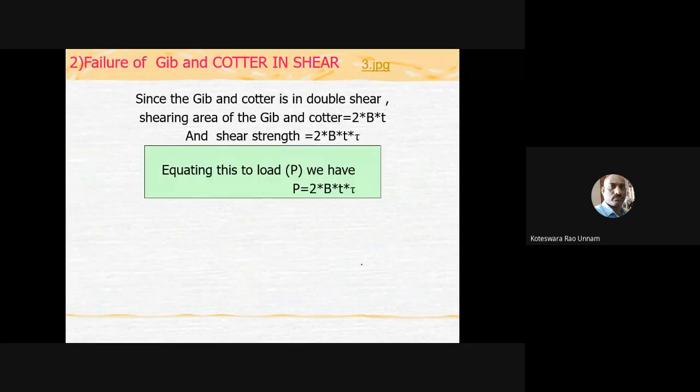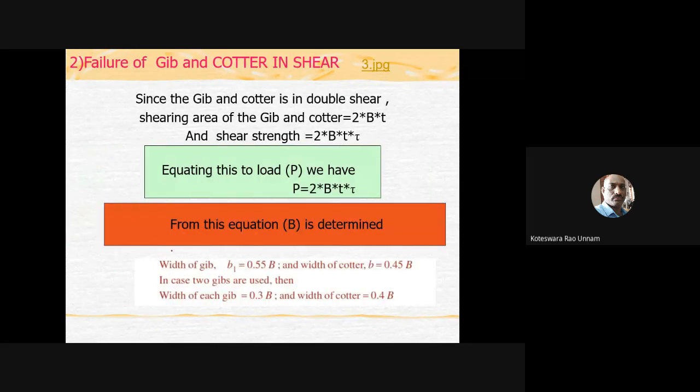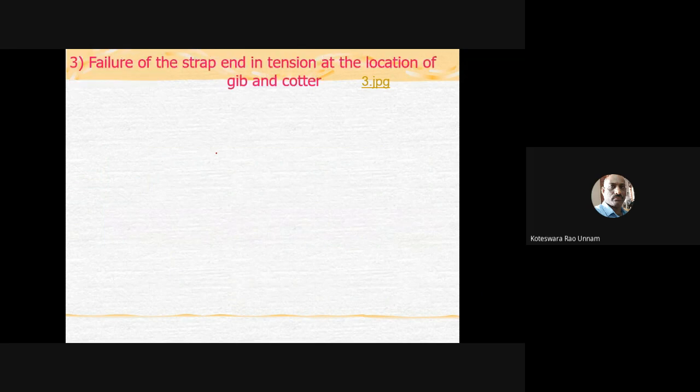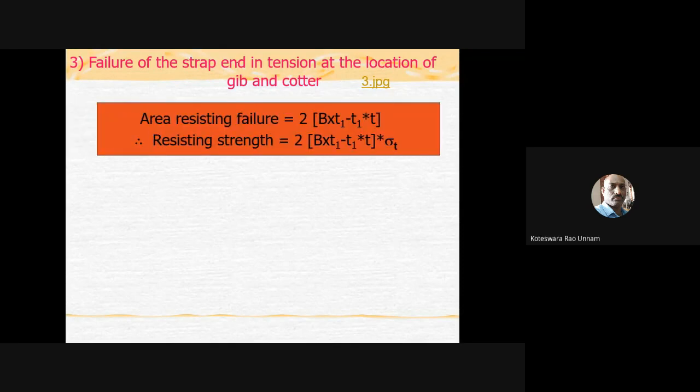Okay, right. So these are the empirical relations to find out individually what is the width of the jib and what is the width of the cotter, when there is only one jib or there are two jibs. After this you need to find out the failure of the strap end in tension at the location of jib and cotter. That means across the slot you need to find out the failure of the strap. From that you will get the thickness of the strap.